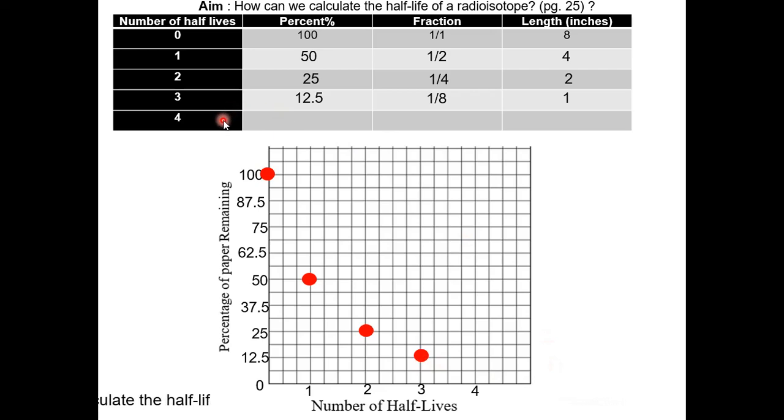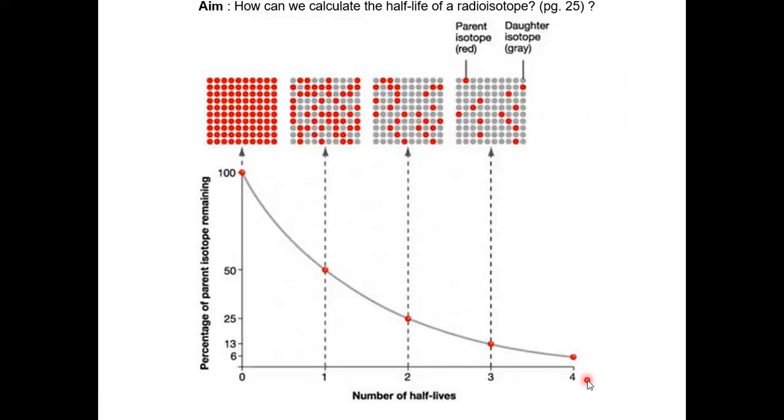For the fourth half-life, the percentage will be 6.25, the fraction will be 1/16, and we have 0.5 inches of paper that's still radioactive. The fourth half-life data point will be here. This represents an example of a graph about half-life, which is exponential decay. On the regents, make sure you know how to read a graph like this.